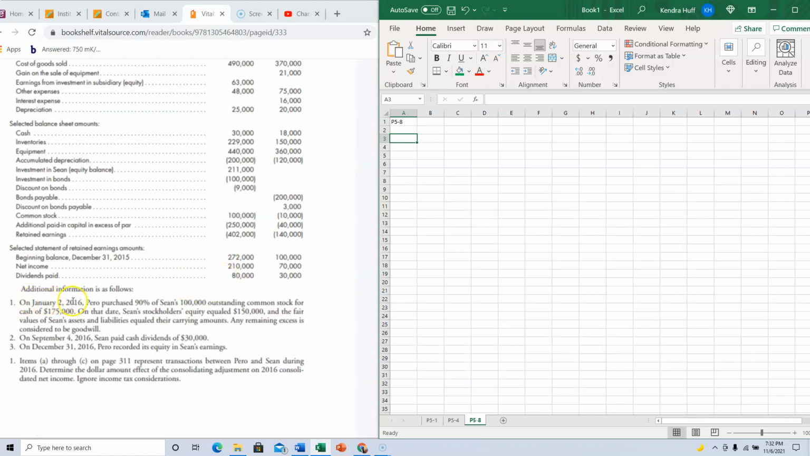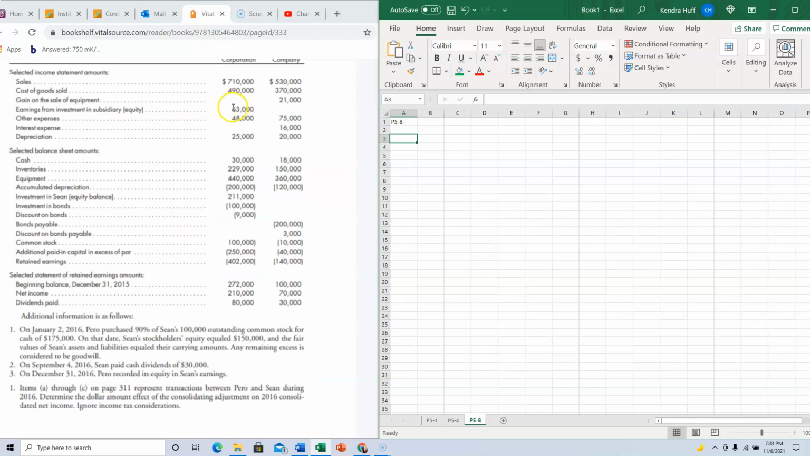All right, then they tell us on January 2nd of 2016, Petto purchased 90% of Sean's 100,000 shares outstanding common stock for cash of $175,000. On that date, Sean stockholders' equity equaled $150,000, and the fair value of Sean's assets and liabilities equaled their carrying amounts. Any remaining excess is considered to be goodwill. On September 4th of 2016, Sean paid cash dividends of $30,000, and that's that right here. On December 31st of 2016, Petto recorded its equity in Sean's earnings. And that is up here.